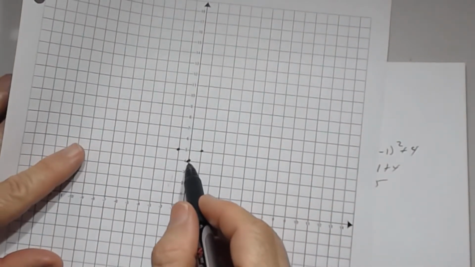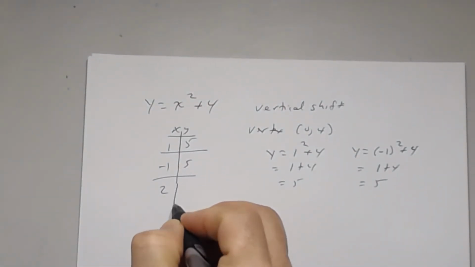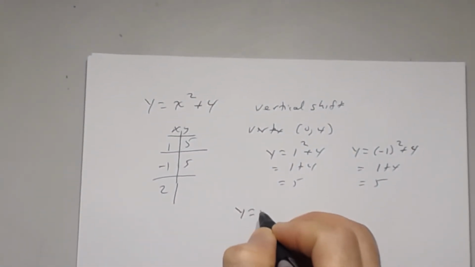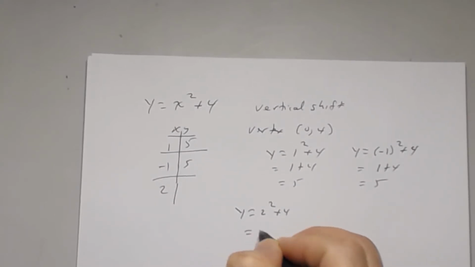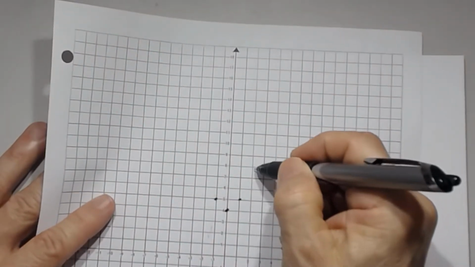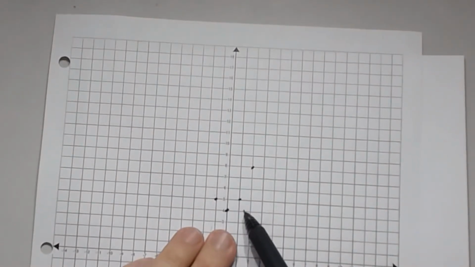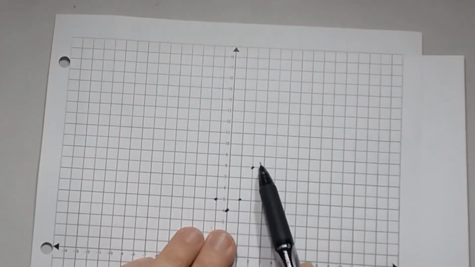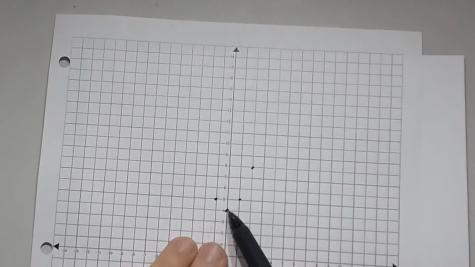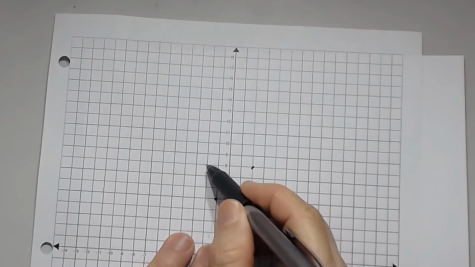So if I go 2 to the right of the vertex, what's my x value? 2. So to use the t-table, if x is 2, I get y equals 2 squared plus 4. What's 2 squared? 4. 4 plus 4 is 8. So I plot the point 2, 8, and that's what I get. Use the idea of symmetry. All right, if I went 2 units to the right of the vertex and got my y value to be 8, then if I go 2 units to the left, it also better be what? It also better be 8.